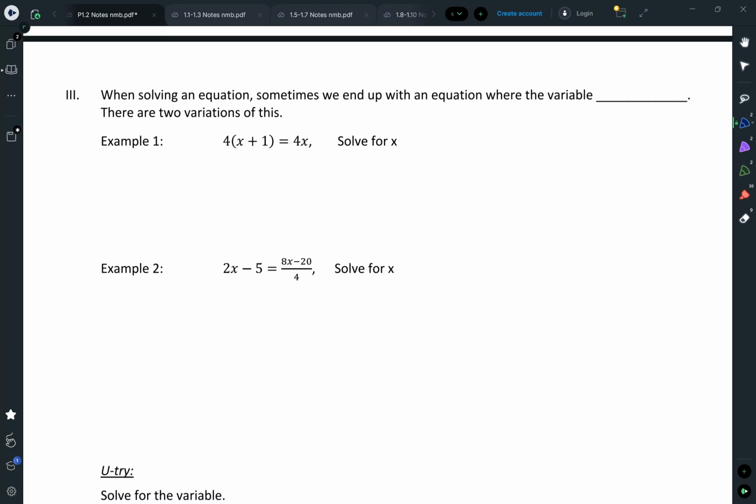When solving an equation, sometimes we end up with an equation where the variable zeroes out or cancels.